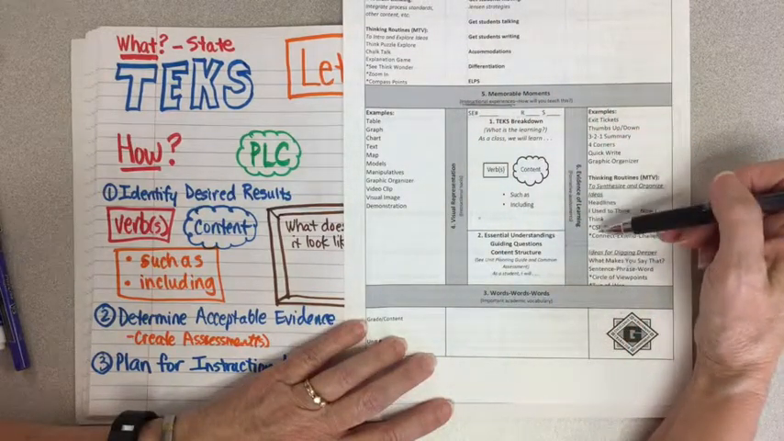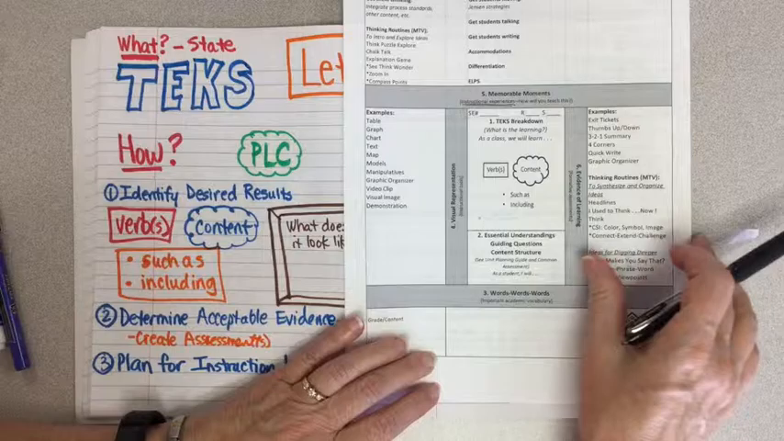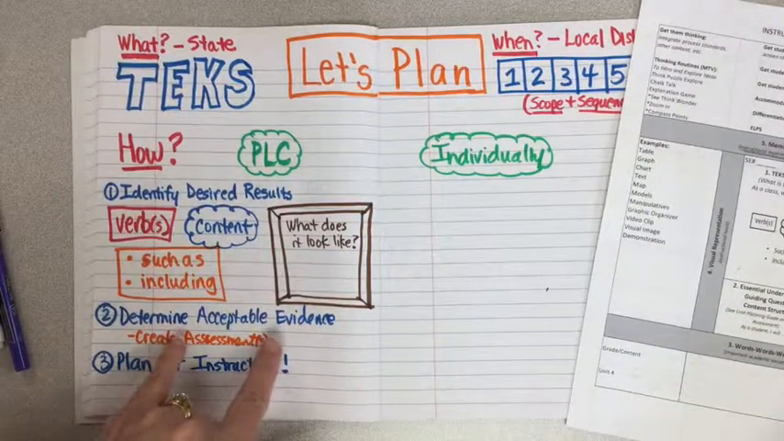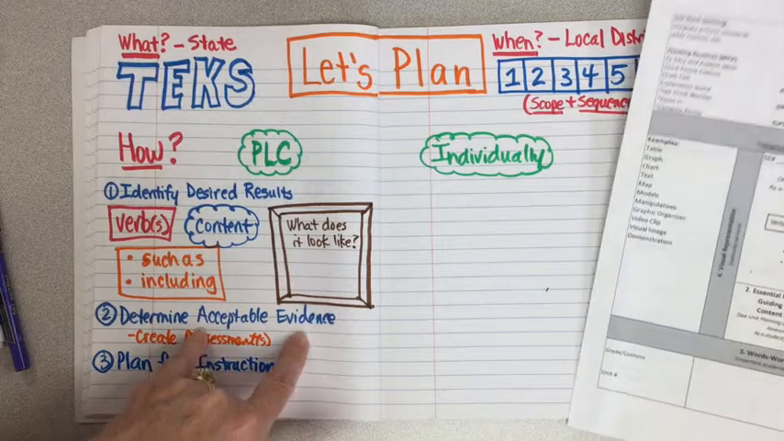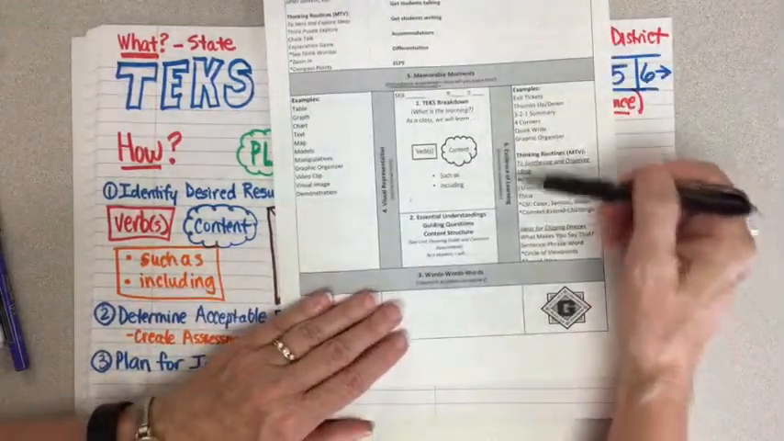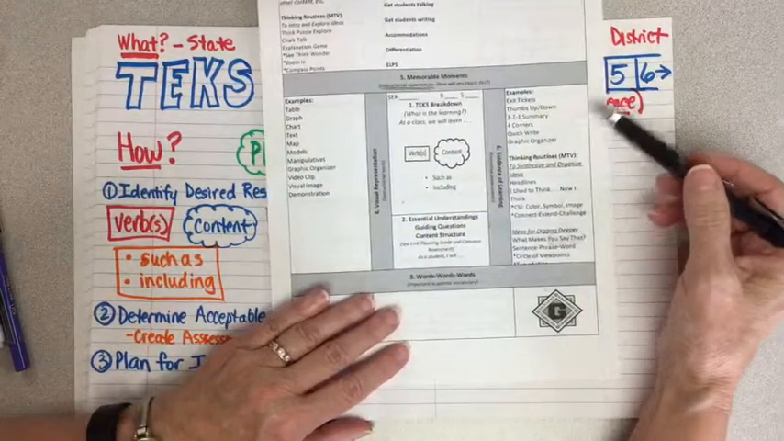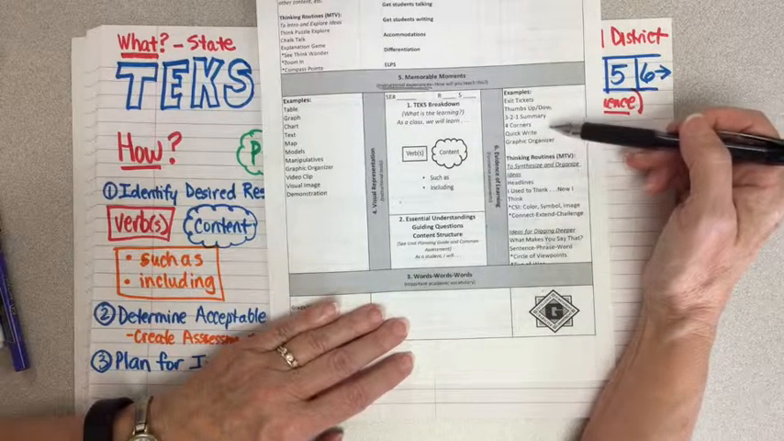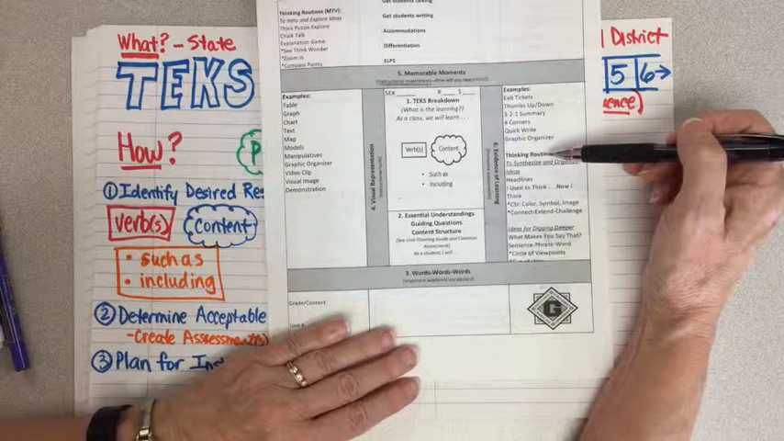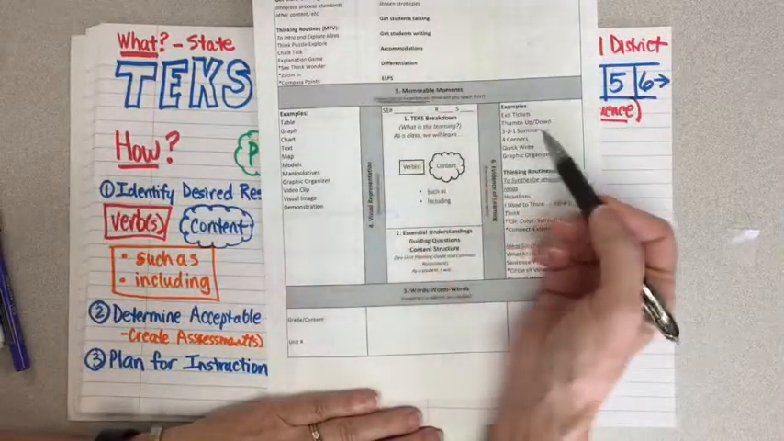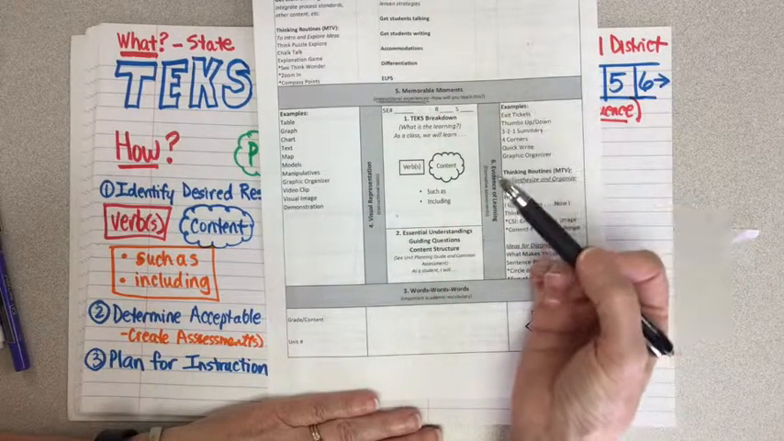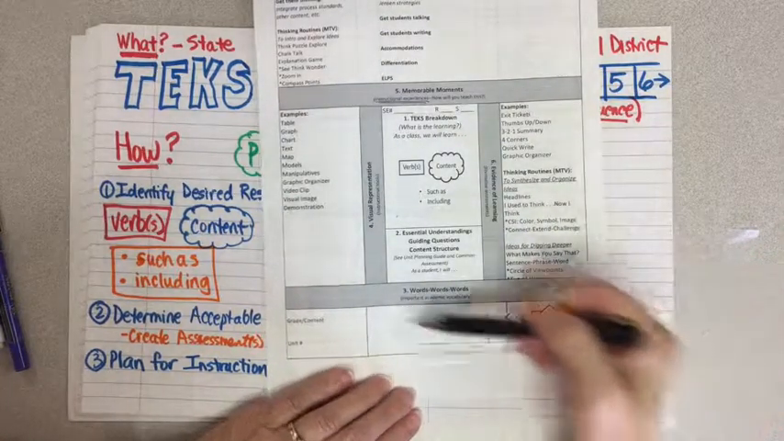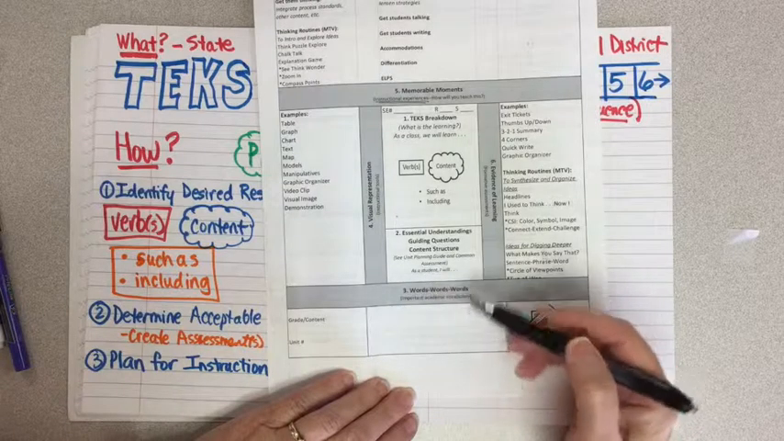Next, we have evidence of learning. Now, we know that we have already, in our PLC time, looked at our acceptable evidence. Our thought here for an individual lesson is that you might think about formative assessment. How are you going to know if kids are getting it? This is not something that has to be completed. This is not a requirement that you'll turn in. This is simply a tool to help you as you plan for instruction in your classroom.